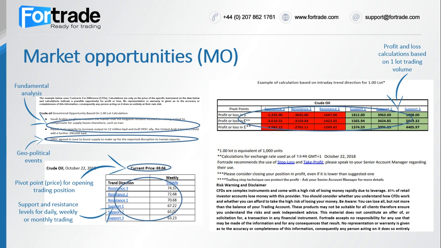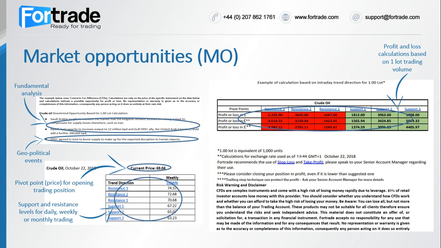When using a market opportunity, it's vital to look at the pivot point on which the calculations are based. In this instance, if the price reaches the pivot point, the current price you can see in the center of the screen here, this shows the right moment in our estimation for opening a trading position, had you decided to trade on this market opportunity when it was active.